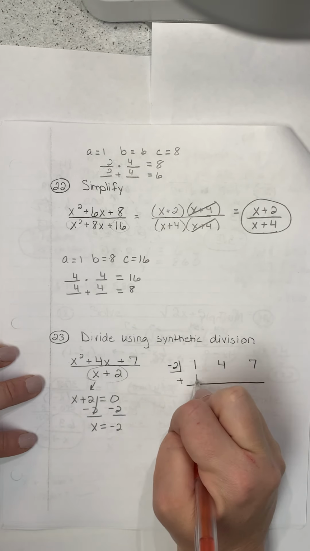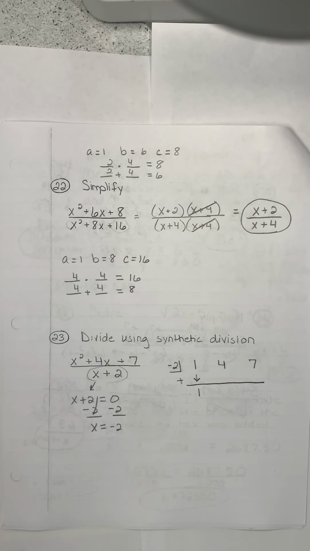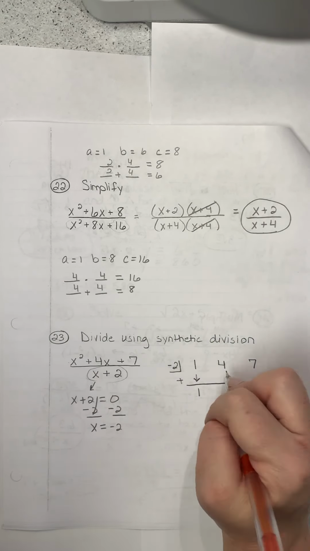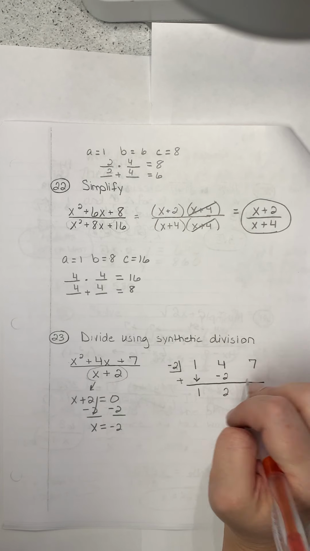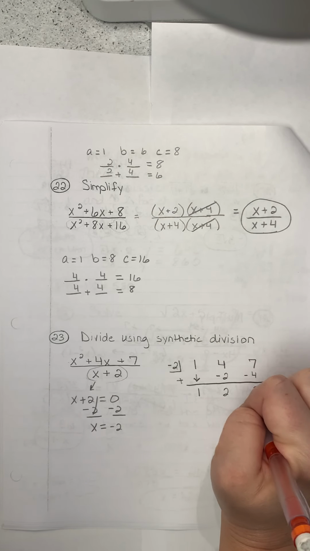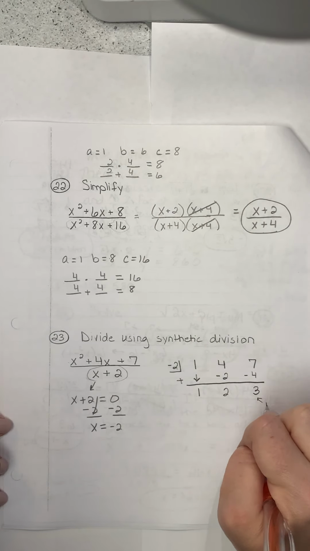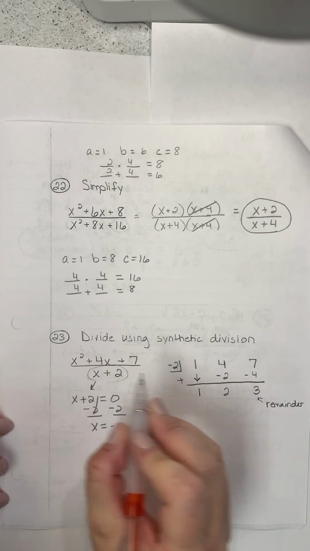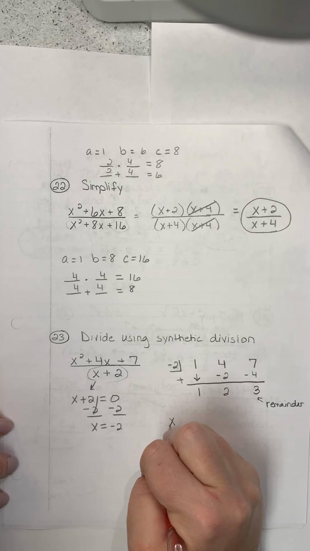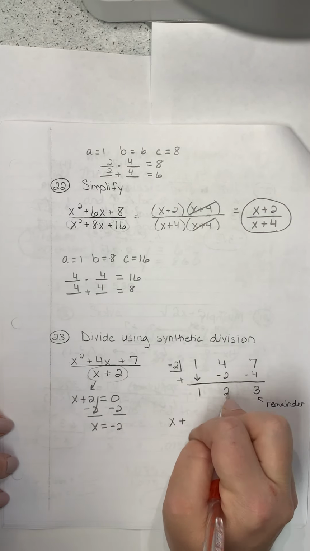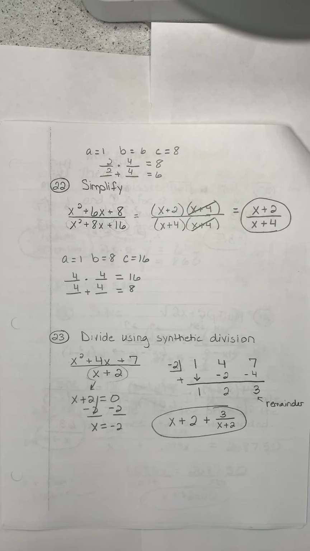Bring down your first term. That's how you get started. Negative 2 times 1, negative 2. Add, we get a positive 2. Negative 2 times 2, negative 4, add, we get a 3. This is your remainder. You will have a remainder, so be prepared. We started with x squared, so our answer is just going to be x plus 2, and then here's our remainder. So we add the remainder, and the denominator becomes the denominator of the remainder. That's our answer.